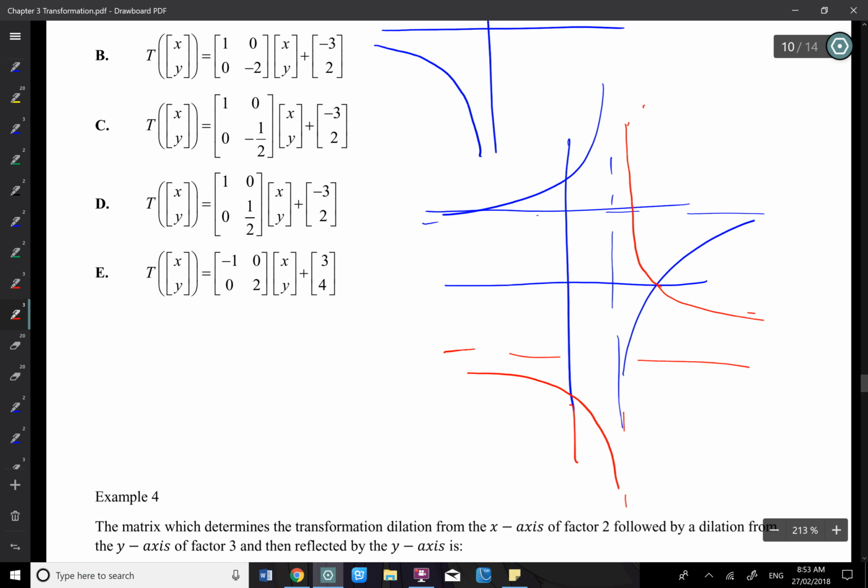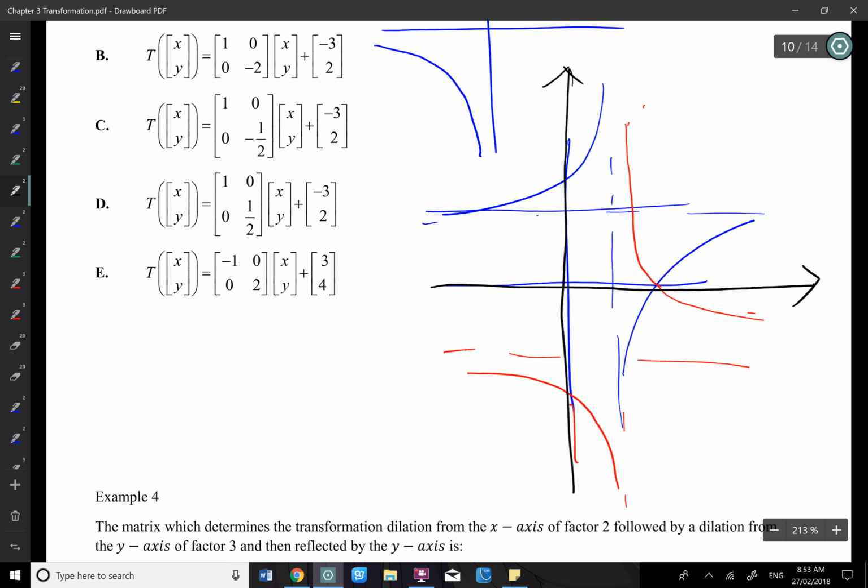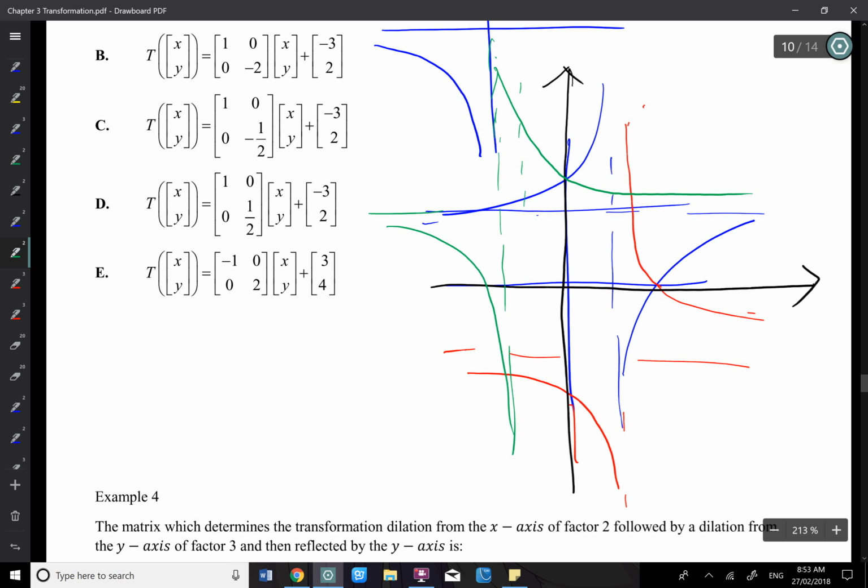We have a graph like this. When you reflect in the x-axis, this is the x-axis. When you reflect in the y-axis, think about that. The blue one is the original graph. When you reflect in the y-axis, the green one will be the graph.